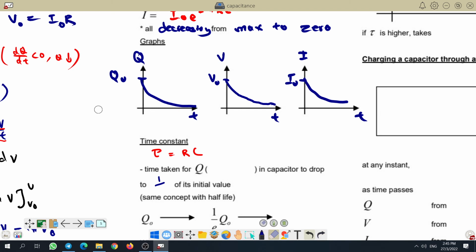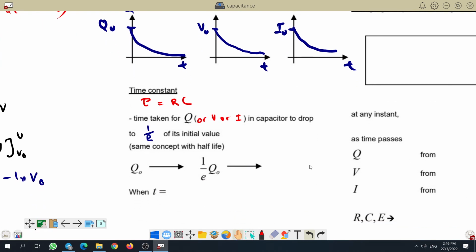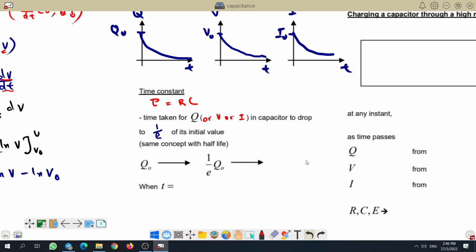But since we just want to see the value, 1 over E. So it's the time taken for Q to drop to 1 over E. But sometimes we don't actually measure Q. It's easier to measure I, or V or I. So it's the same, right? Practically we measure V and I, we don't measure Q.